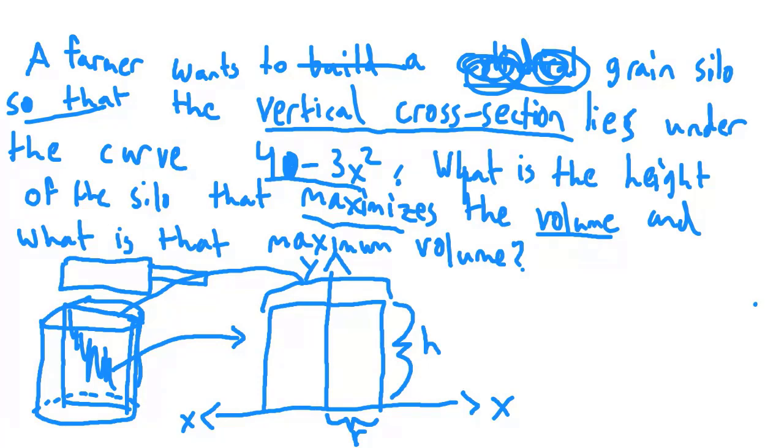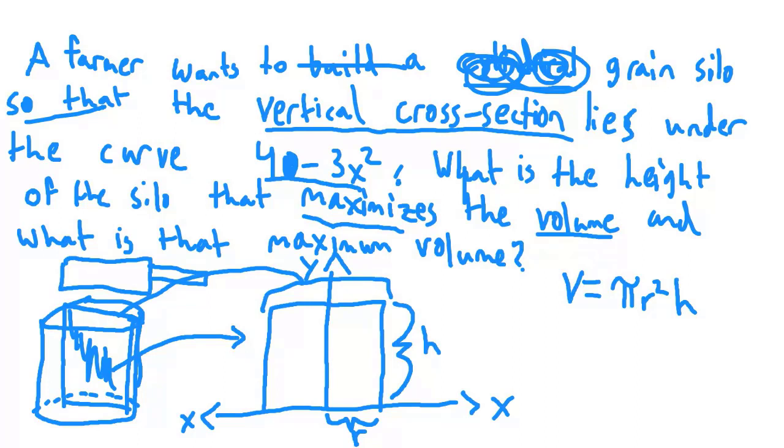Now, one of the other things we need to remember is we need to get the volume equation for our cylinder, right? Because we're going to be thinking about volume, we're going to be maximizing our volume. So our volume equation for our cylinder is V equals pi r squared h, where r is the radius of a base of the cylinder, and h is the height of the cylinder.